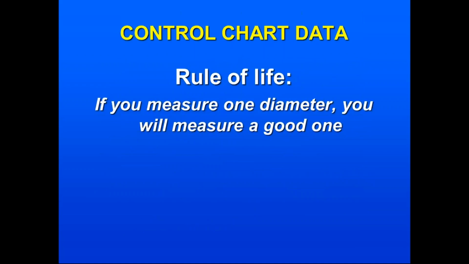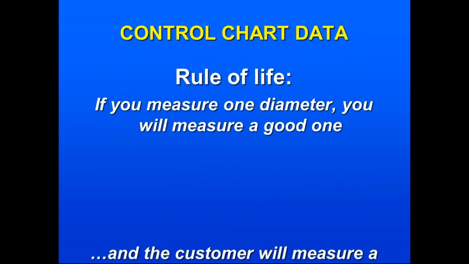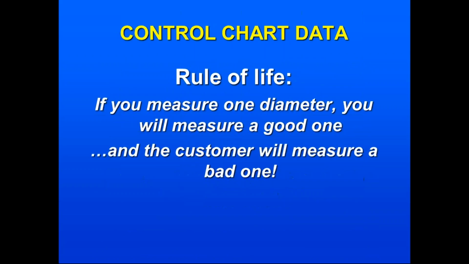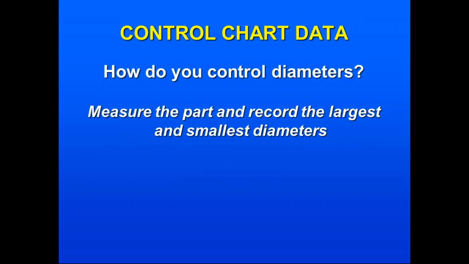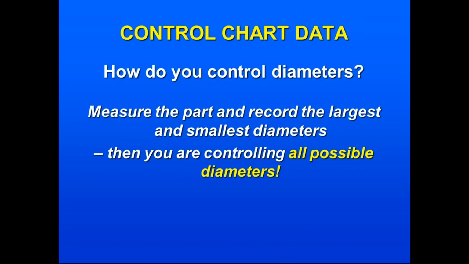Now, rule of life, if you measure one diameter, you'll measure a good one, and the customer will measure a bad one. So how are you going to measure and control circular features? You measure the part and record the largest and the smallest diameters. Then you're controlling all possible diameters because by definition, they all fall within the largest and the smallest diameter.